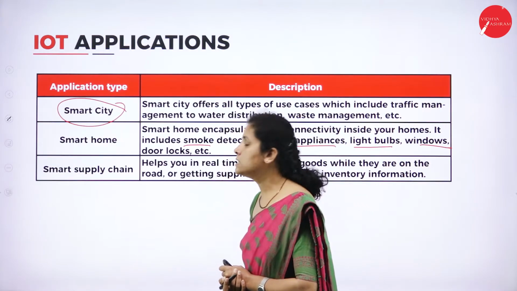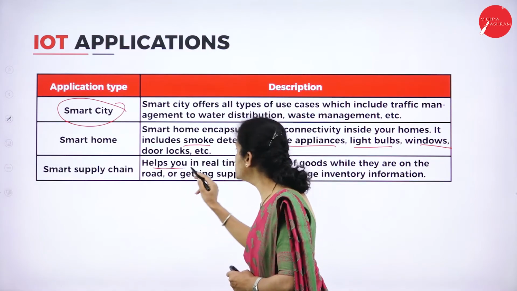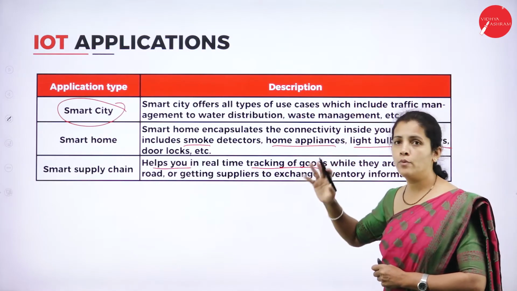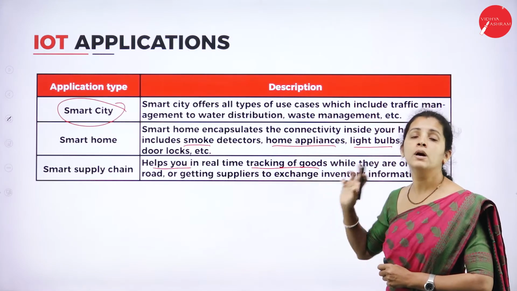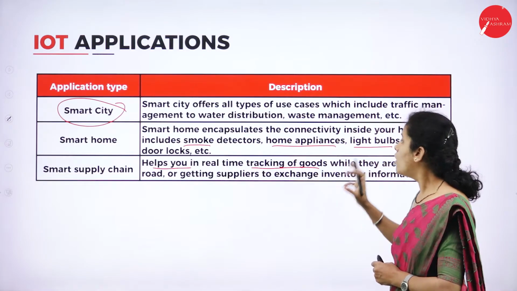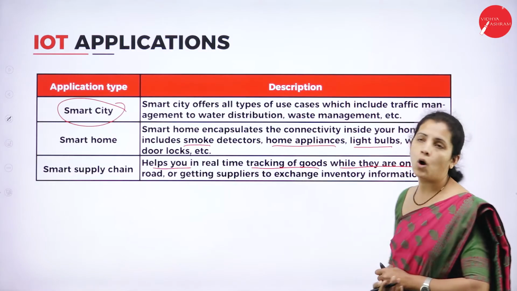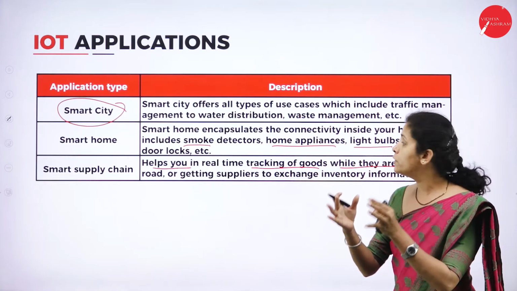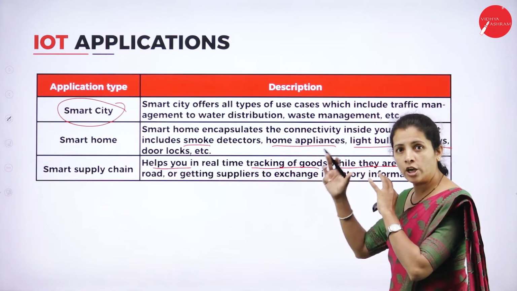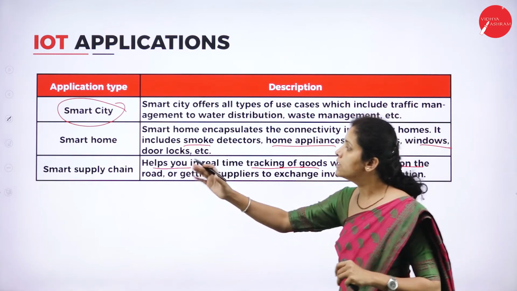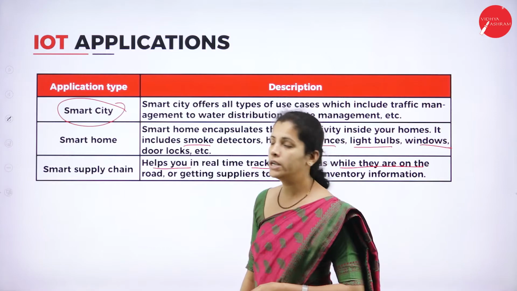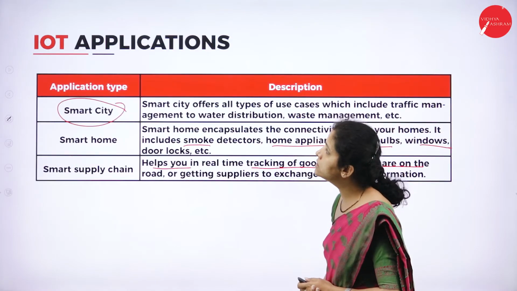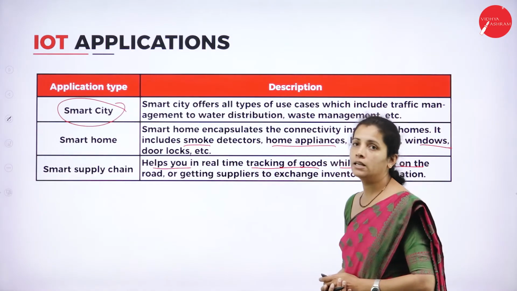Then smart supply chain helps you with real-time tracking of goods. So by using IoT, I can perform real-time tracking of goods while they are on the road, to get the proper information about where exactly the particular goods are present, the location, quantity, everything handled by using IoT under smart supply chain management. So dear student, these are some of the applications of Internet of Things.